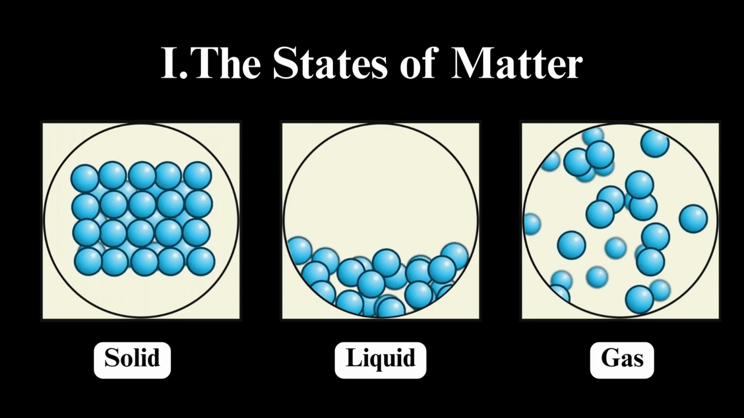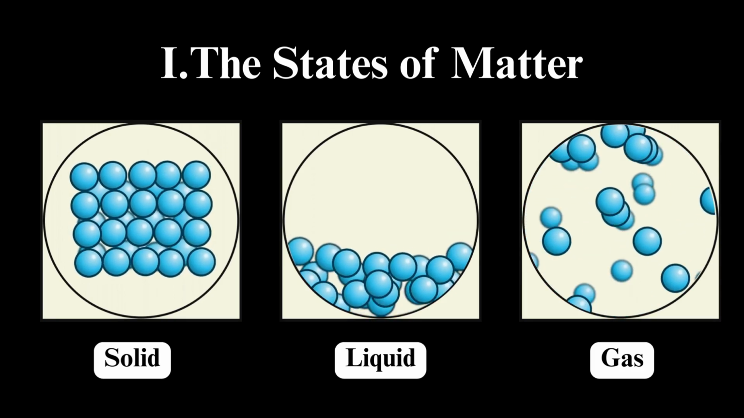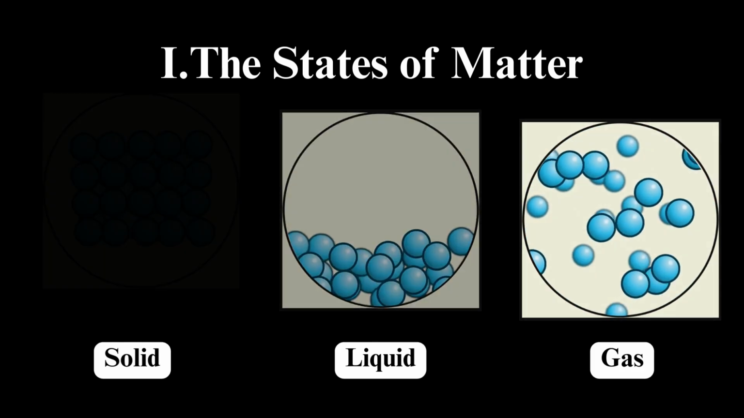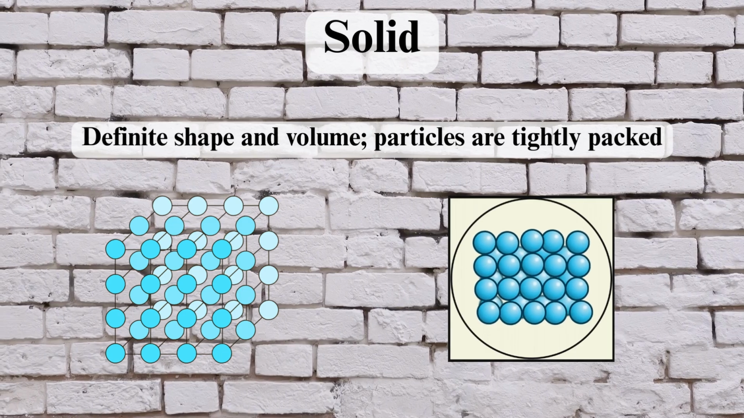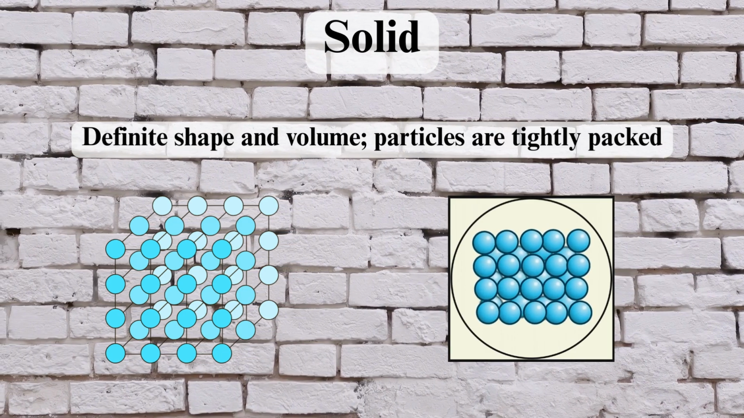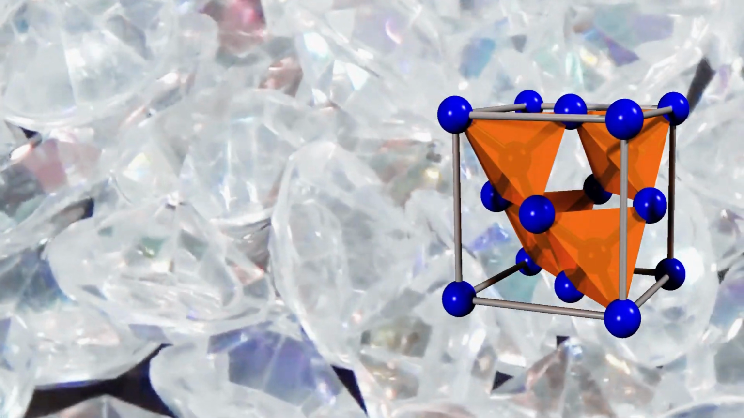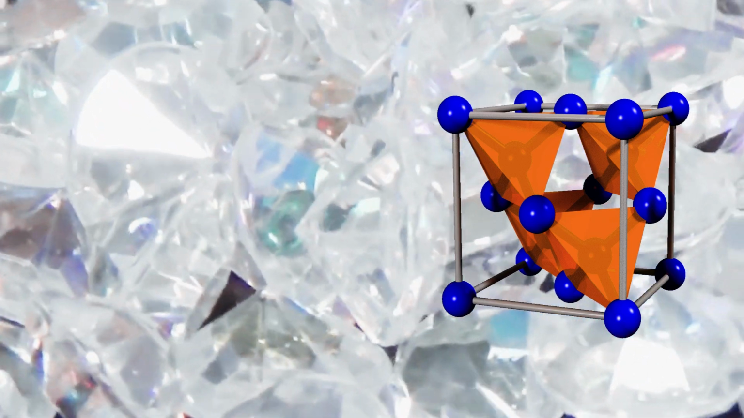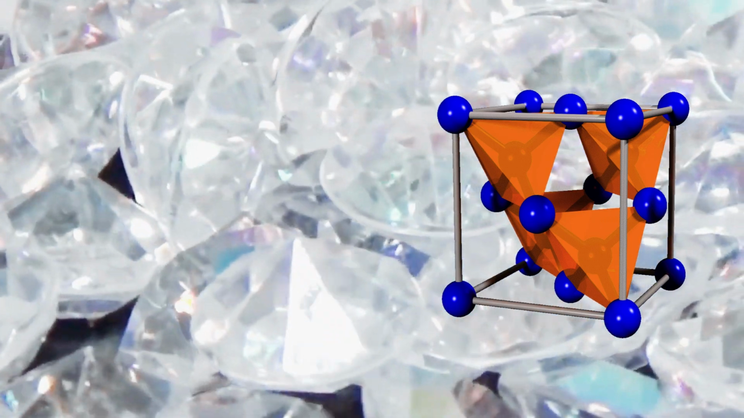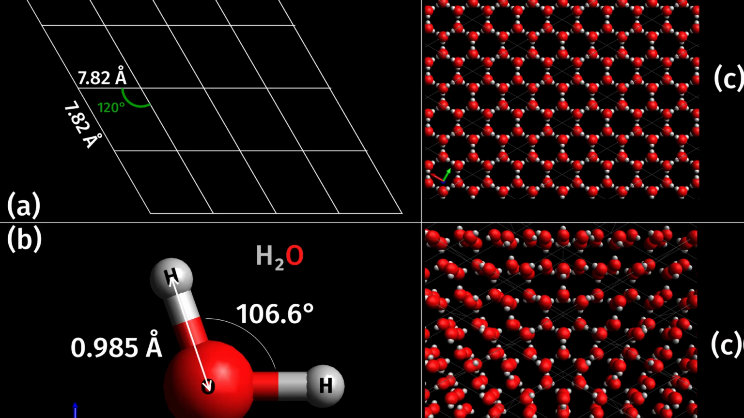The most familiar states are solids, liquids, and gases. Each state is distinguished by the arrangement, movement, and energy of its particles. First, solids. In solids, particles are tightly packed in a fixed, orderly arrangement, which gives solids a definite shape and volume. For example, a diamond is a solid in which carbon atoms are arranged in a rigid crystalline lattice, giving it remarkable hardness. Ice is another example, where water molecules are held in a structured pattern, maintaining its shape at temperatures below 0 degrees Celsius.